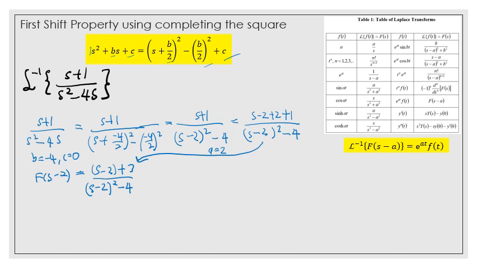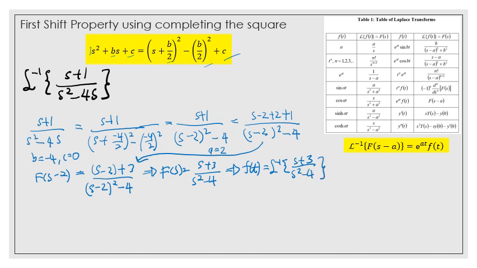Okay, so from F(s minus 2) we can get F(s). So we just substitute all the value of s minus 2 into s. So our F(s) is equal to (s plus 3) over (s squared minus 4). Okay, so from here we can find value of f(t). f(t) is equal to inverse Laplace of F(s). F(s) is equal to (s plus 3) over (s squared minus 4).